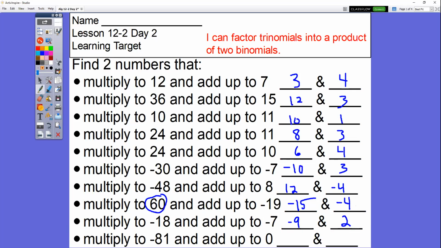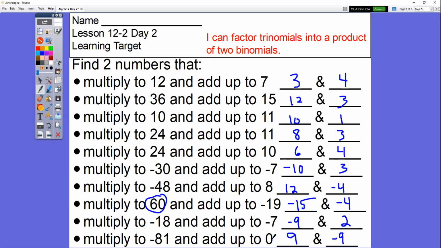Here's the next one. When multiplied together gives you negative 81, but when you add them together, they give you 0. Go ahead and type that in the chat, please. Yep, I see a lot of people with the correct answer here. It is 9 and negative 9. 9 times negative 9 gives you negative 81, but 9 plus negative 9 gives you 0.